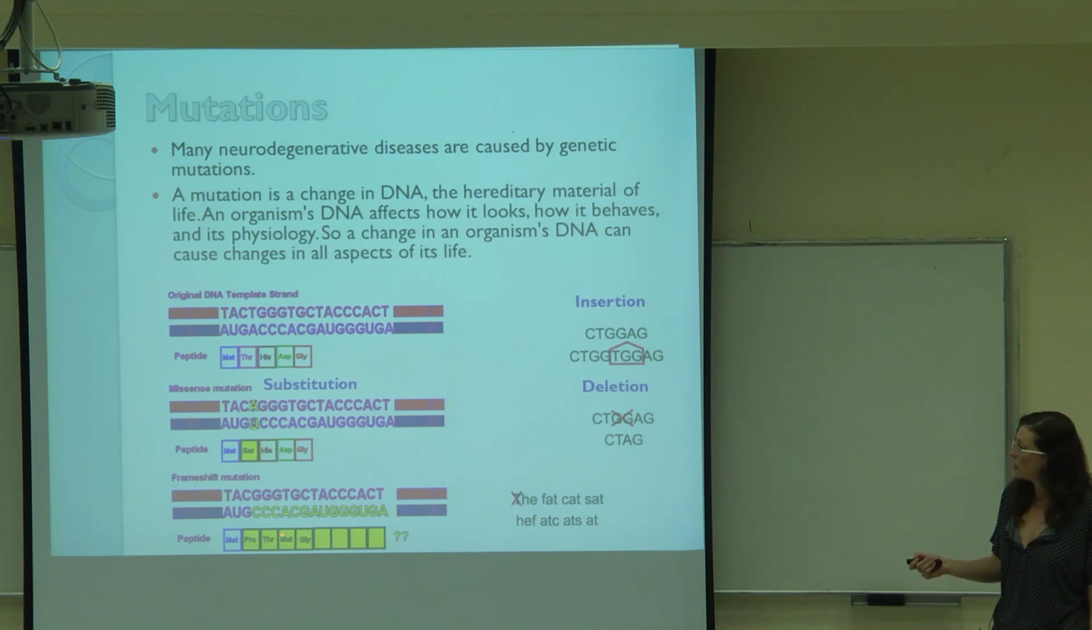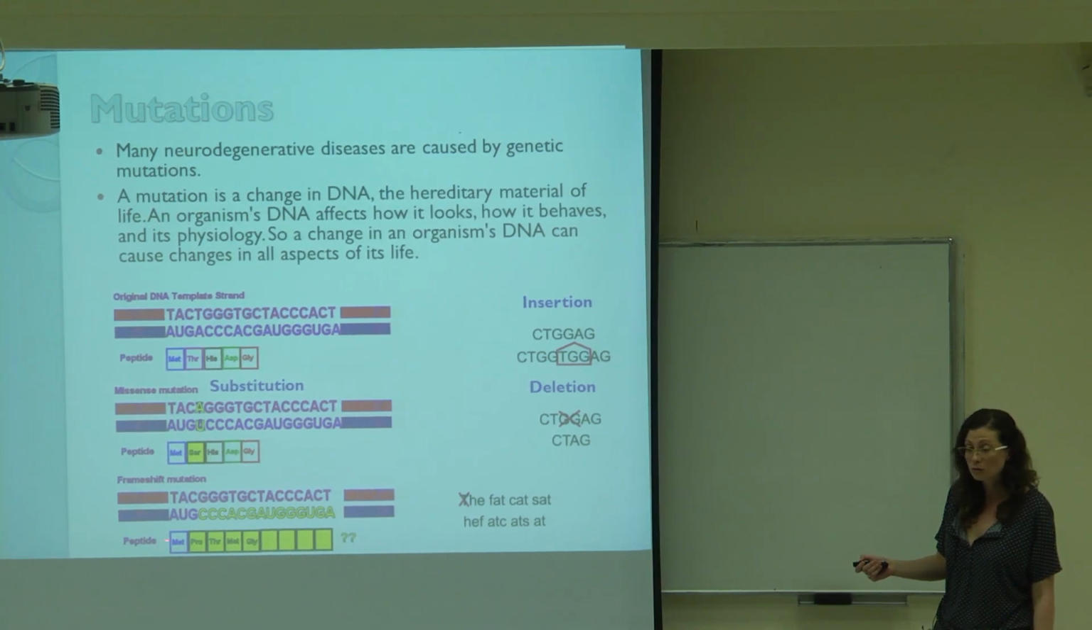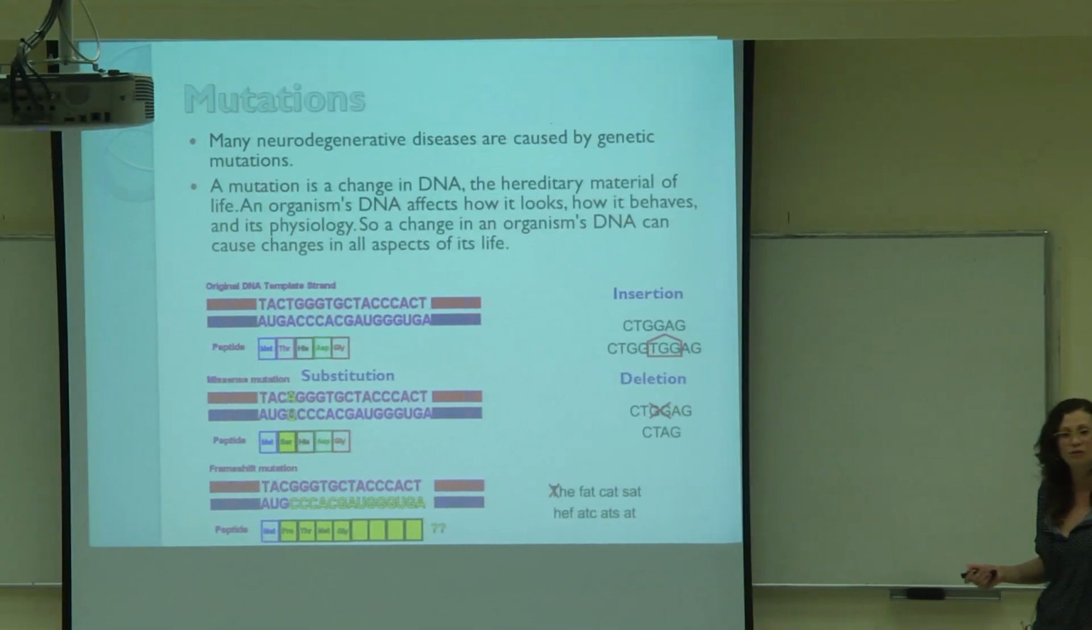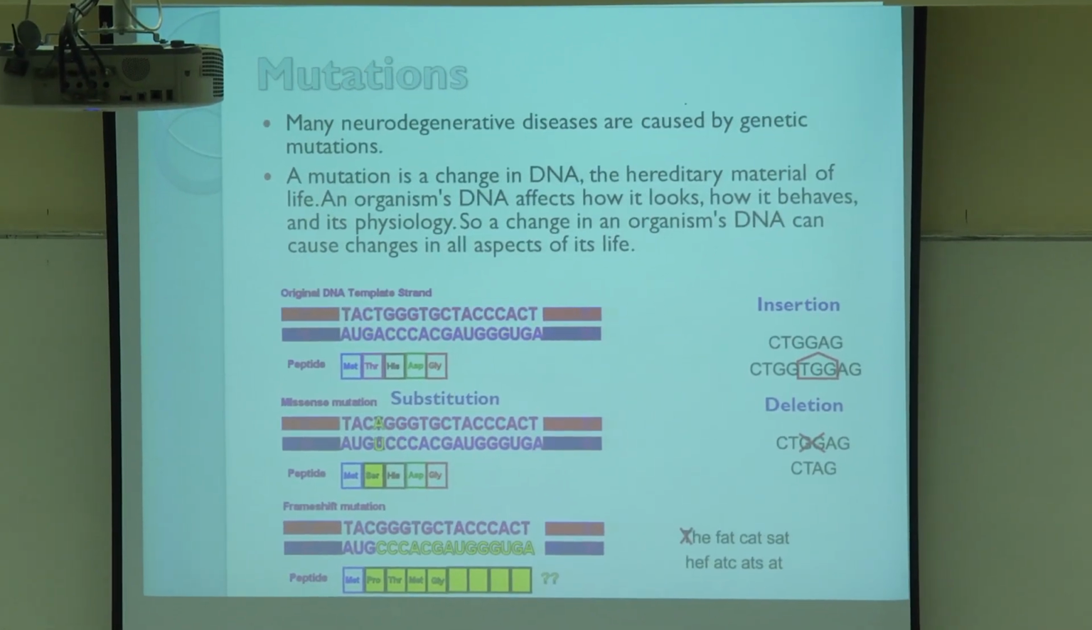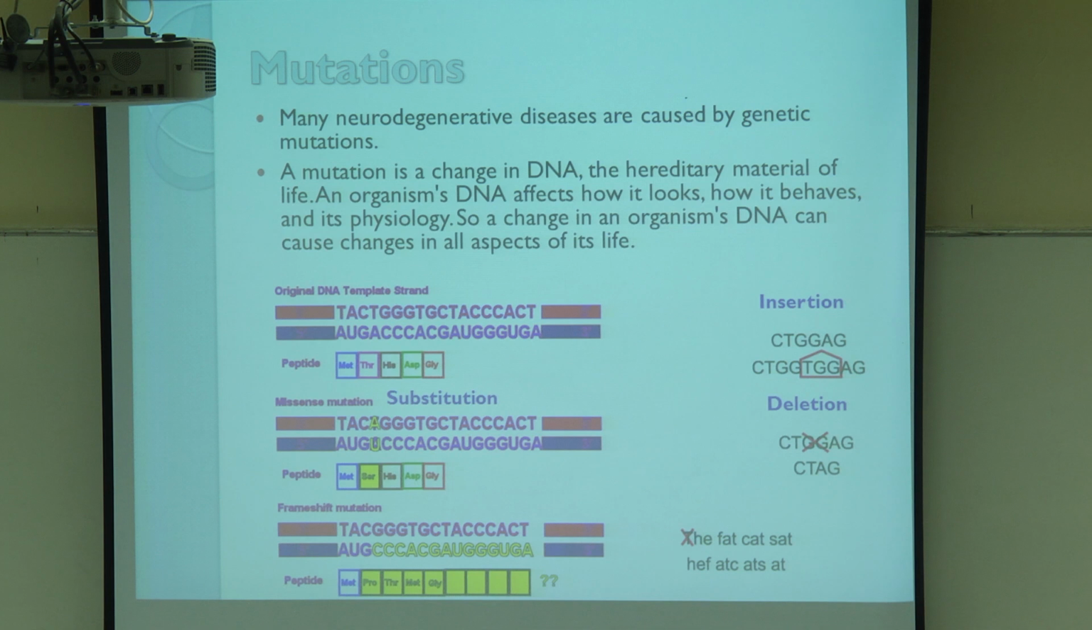OK? So in this case, this is the start site AUG, which is correct. It's the same amino acid as we had here. But everything that follows is completely wrong. And in this case, we absolutely will not be able to have a functional protein, OK? Because it's a totally different thing. It's a totally different protein.